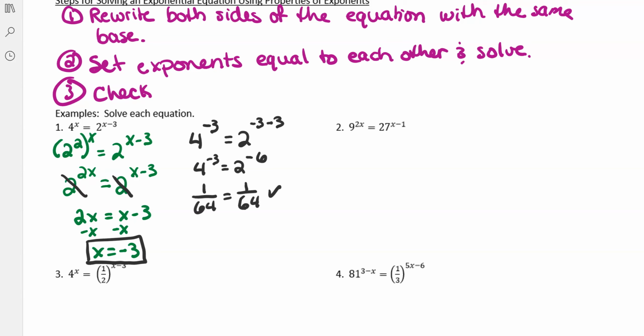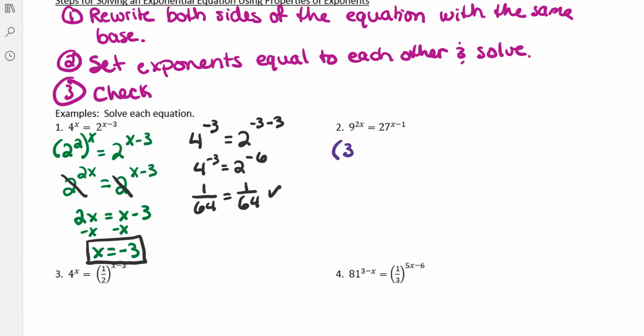All right, so let's take a look at number 2. So we have 9 to the 2x and 27 to the x minus 1. Now I know that 9 and 27 are both, I want to say factors, but not really. They both are in the 3 chain. So 3 to the first power is 3, 3 squared is 9, 3 to the third power is 27. So I can rewrite both of those with a 3 as my base.